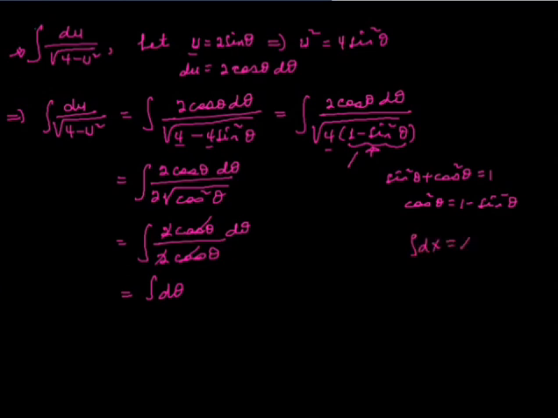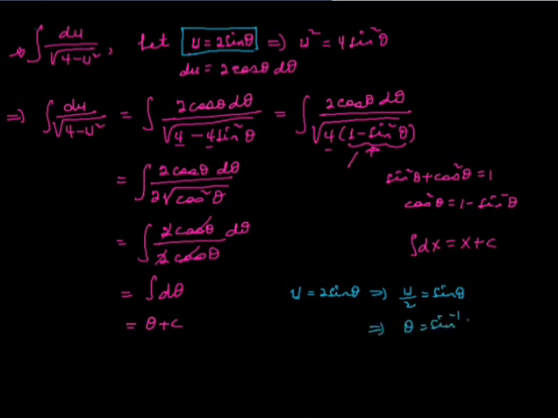We know that the integral of dx is x plus some constant c. So the integral of d theta is theta plus c. But what is theta? Listen carefully here. We started with u equals 2 times sin theta. Dividing both sides by 2, u over 2 is sin theta, so theta is sin inverse of u over 2. So in place of theta we put sin inverse of u over 2. This is our second result, the double star.